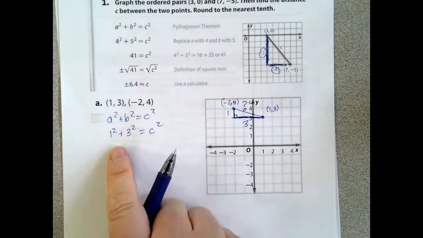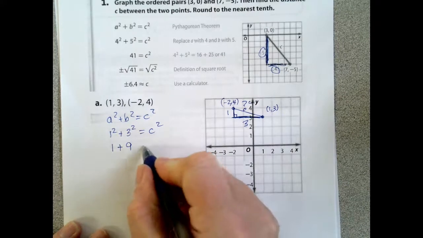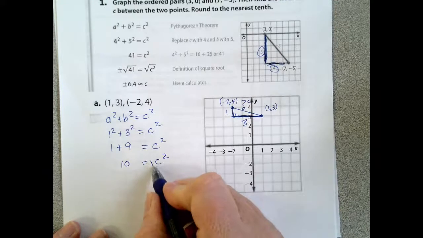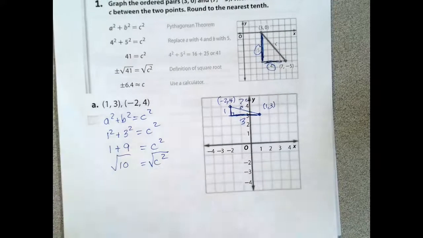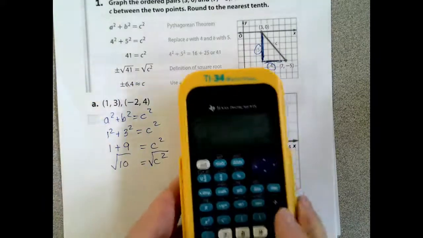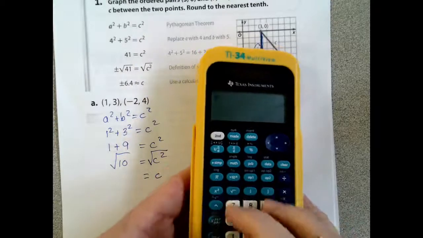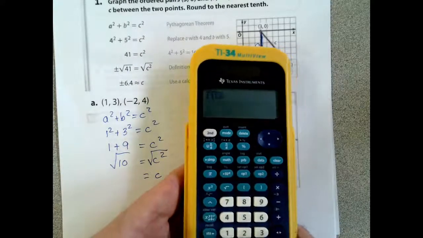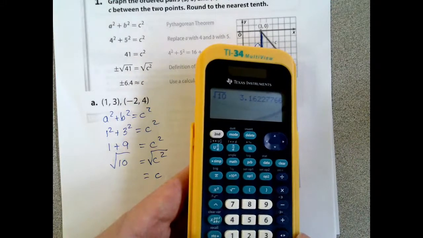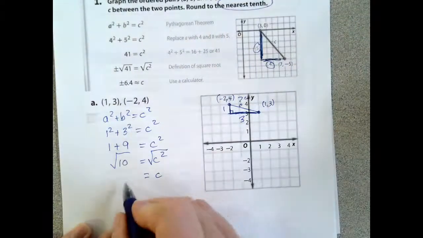Okay, so what is 1 squared plus 3 squared? It's 1 plus 9 equals c squared. 10 equals c squared. Then at the end, you take the square root. Remember, you're not dividing by 2, you're taking the square root, because the square root of c squared is c. And then you have to figure out what the square root of 10 is. The square root of 10 is 3.16. So we'll just go to the nearest tenth: 3.2.